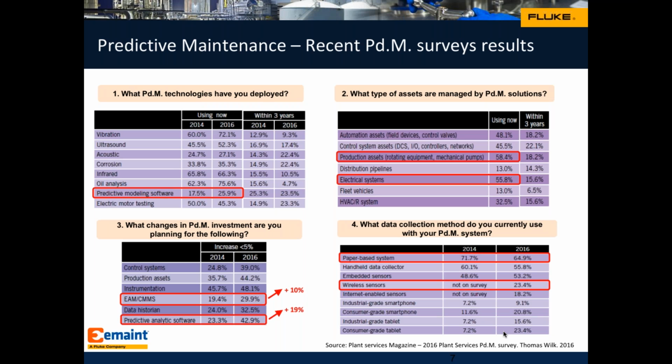The second question is what type of assets are managed by PdM solutions. It's primarily mechanical and electrical. Those are the two things we see and hear most often, and it speaks to that question on the survey. Although others are very important, HVAC as well, it's really the mechanical and electrical, from all the motors.